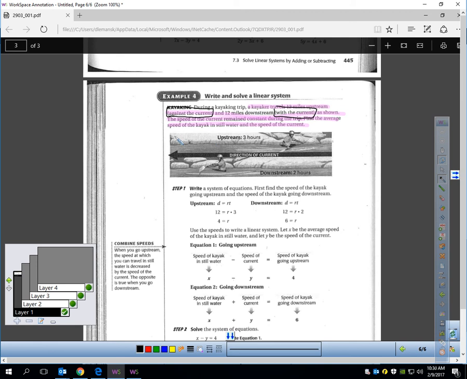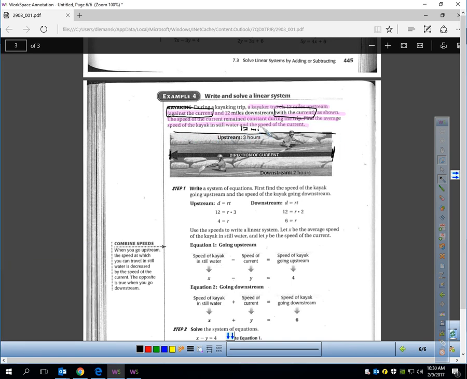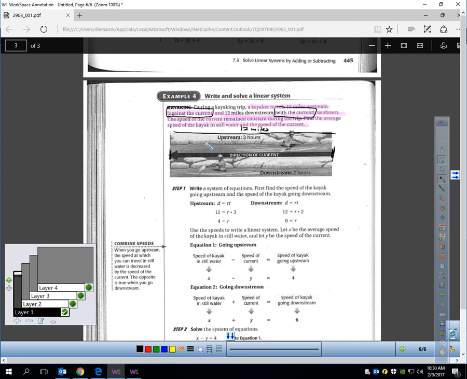So they drew a little picture here. Okay? From here to here is a 12-mile trip. So maybe I should write that across the top. This is 12 miles. And on the way there, it took me 3 hours because I'm rowing against the current. But on the way back, it only took me 2 hours because now I have the current in my favor.